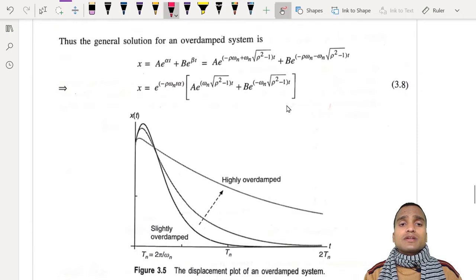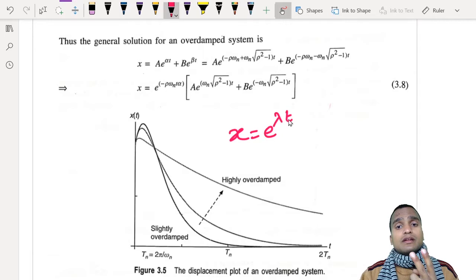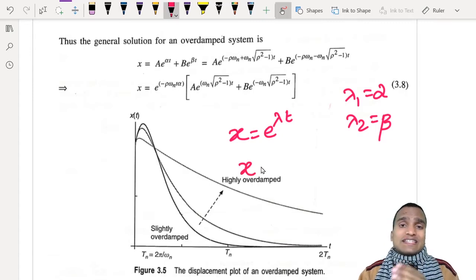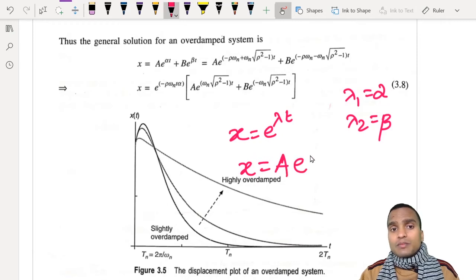Now let us come to the general solution here. Although we have assumed that x was equal to e to the power lambda t, since we have two solutions here for lambda, lambda 1 is equal to alpha and lambda 2 is equal to beta, x will not be as simple as e to the power lambda t, but it will become a times e to the power alpha t plus b times e to the power beta t.